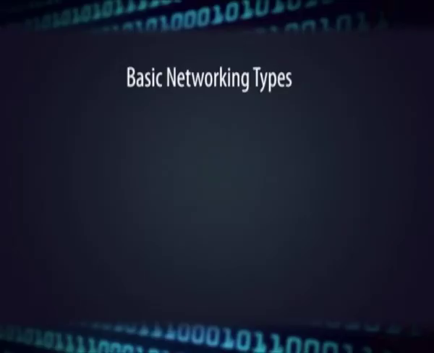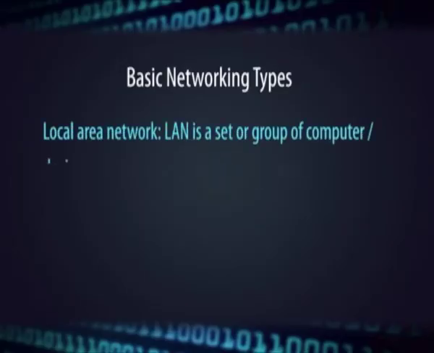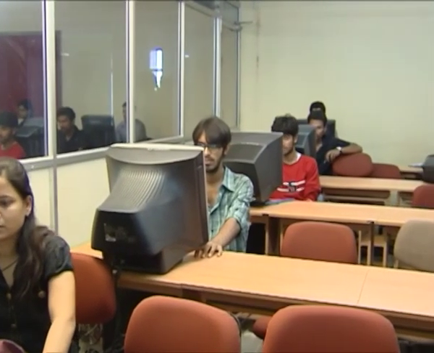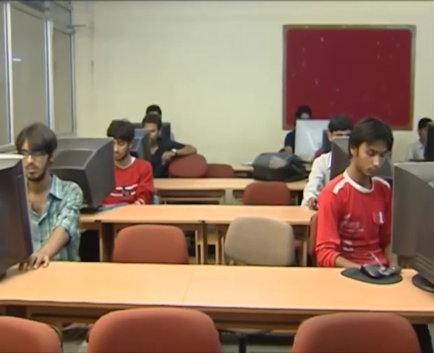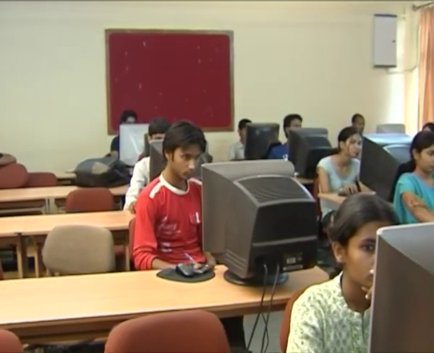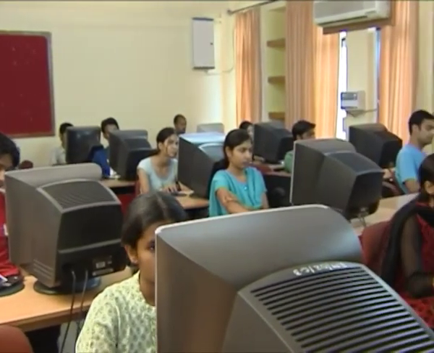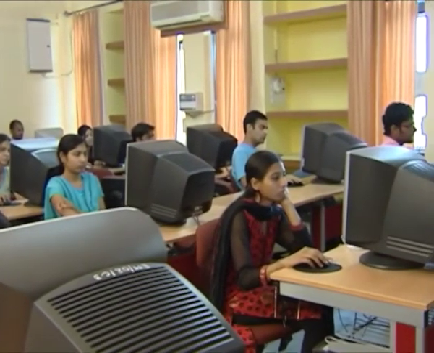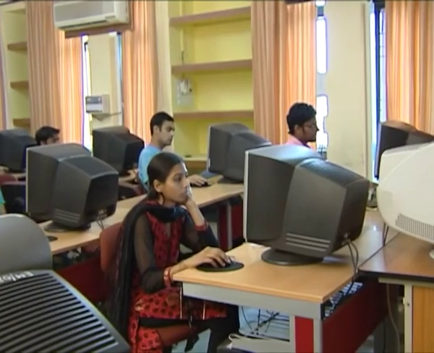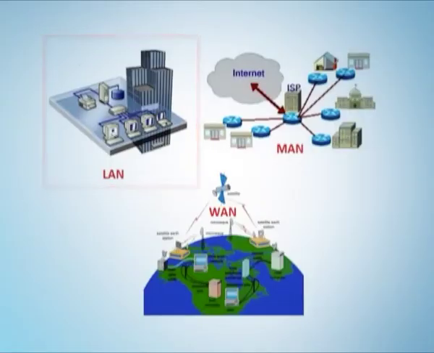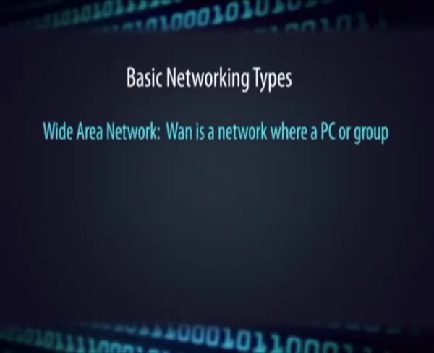Next, we will study the three basic networking types. 1. LAN or local area network is a set or group of computers or devices. A networked office building, school or home usually contains a single local area network, though sometimes one building will contain a few small LANs, perhaps one per room, and occasionally a LAN will span a group of nearby buildings. 2. WAN or wide area network.